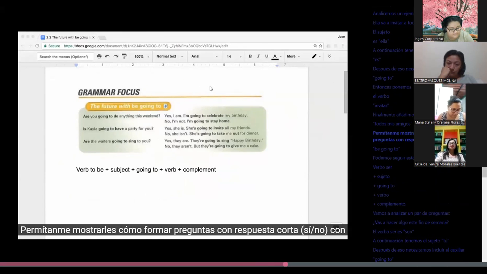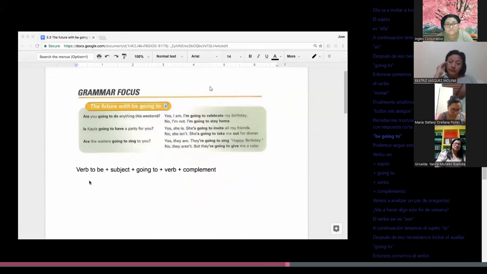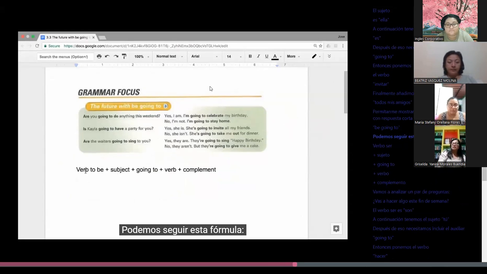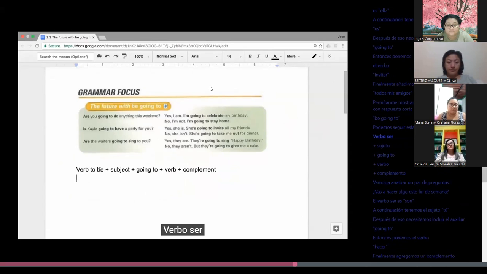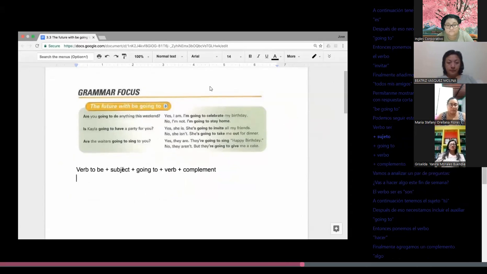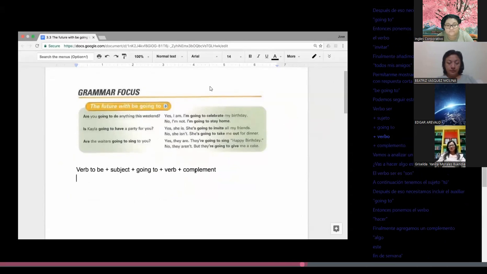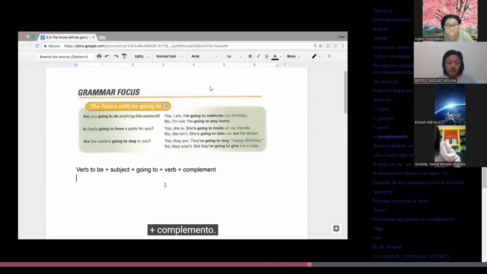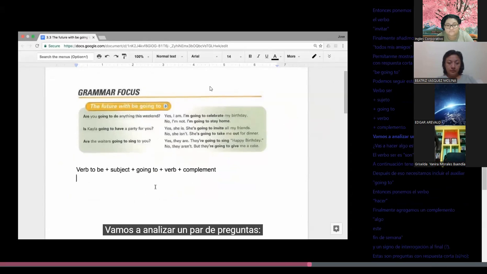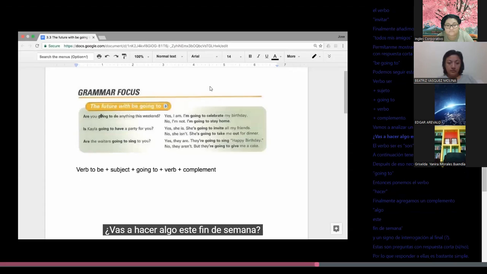Let me show you how to form yes or no questions with be going to. To do that, we're going to follow this formula. The verb to be plus the subject plus going to plus the verb plus complement. Let's analyze a couple of questions. Are you going to do anything this weekend?